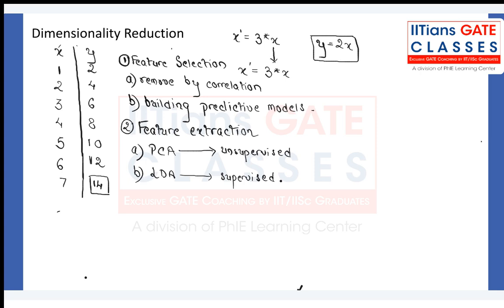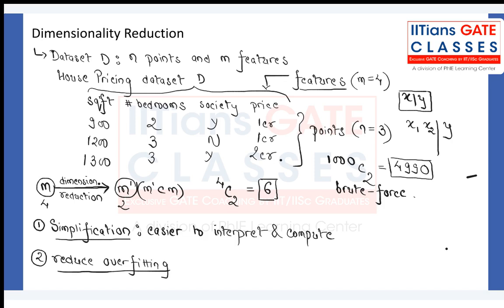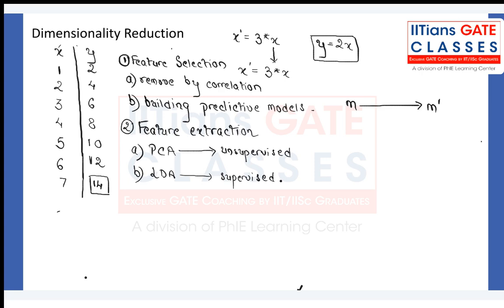So this is about dimensionality reduction. Basically, the idea should be clear by now. We try to reduce the number of features in the data set from M to M prime. And we do that because we want to simplify the model to make it easier to interpret and compute. And the second most important thing is we might want to reduce overfitting.